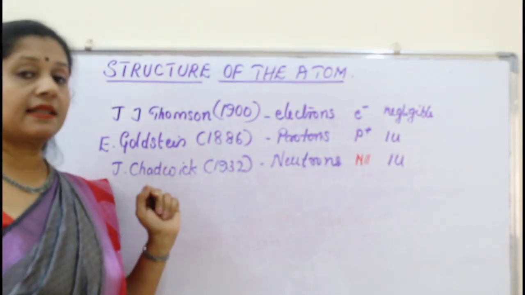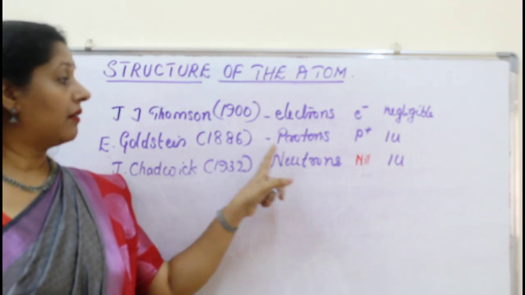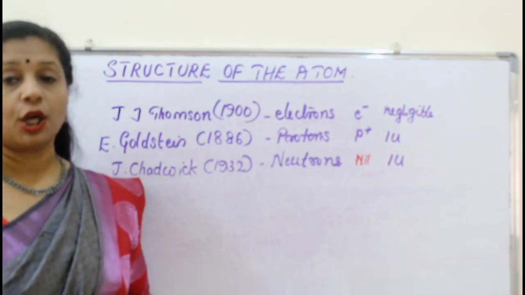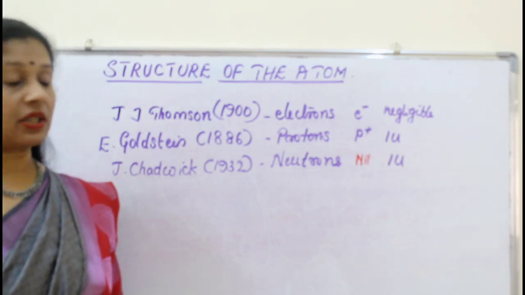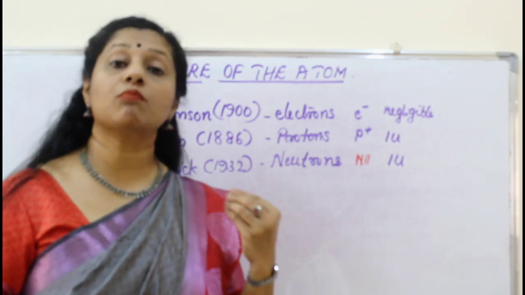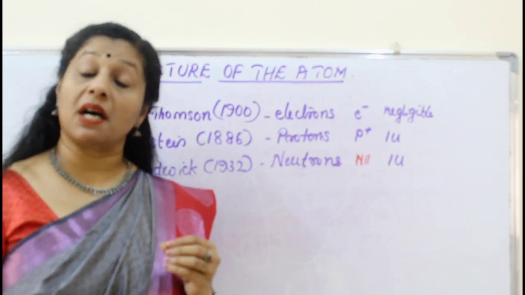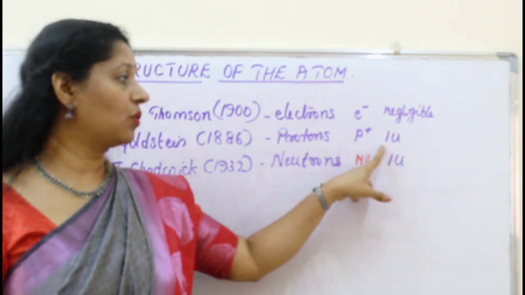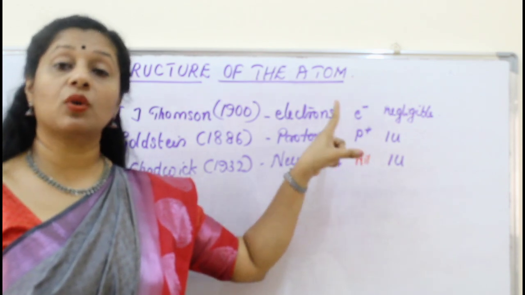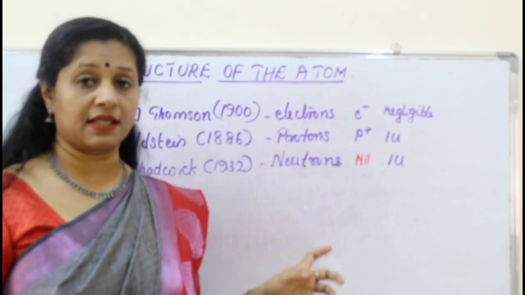Goldstein, another scientist, through his canal rays experiment in 1886, found another charged particle in the atom called protons. Protons are positively charged, so we write p plus. Their mass is 2000 times more than that of an electron, so we consider the mass of a proton as 1 unit. So the electron has a very negligible mass, we don't consider it.